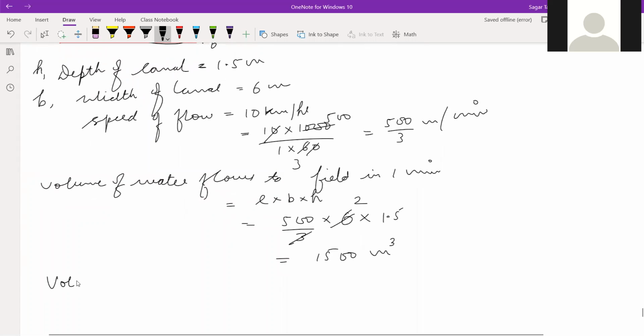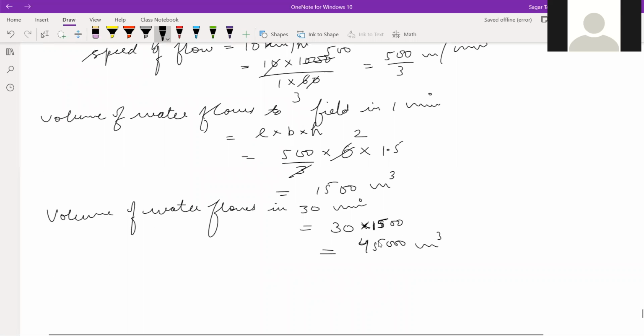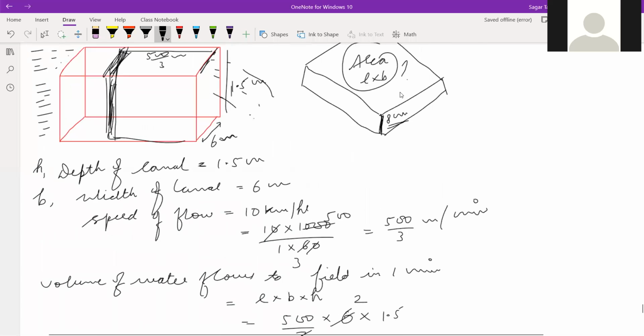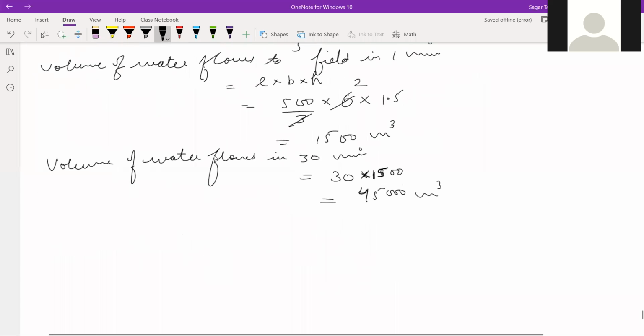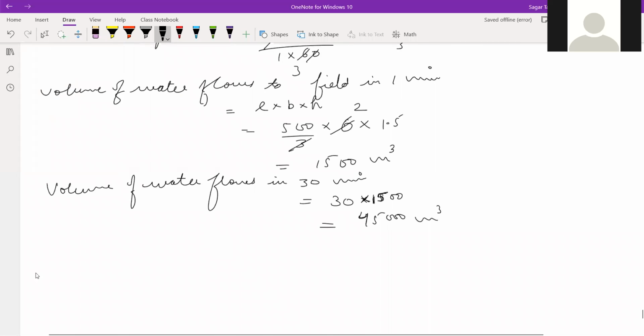Okay, so volume of water that flows in 30 minutes, because they are talking about 30 minutes. In 30 minutes, 30 into 1500, that is 45,000 meter cube of water will fall. This much of water will be used for irrigation in the field. So now we know how much water is there in the field, that is 45,000 meter cube, and the height of the standing water is needed.